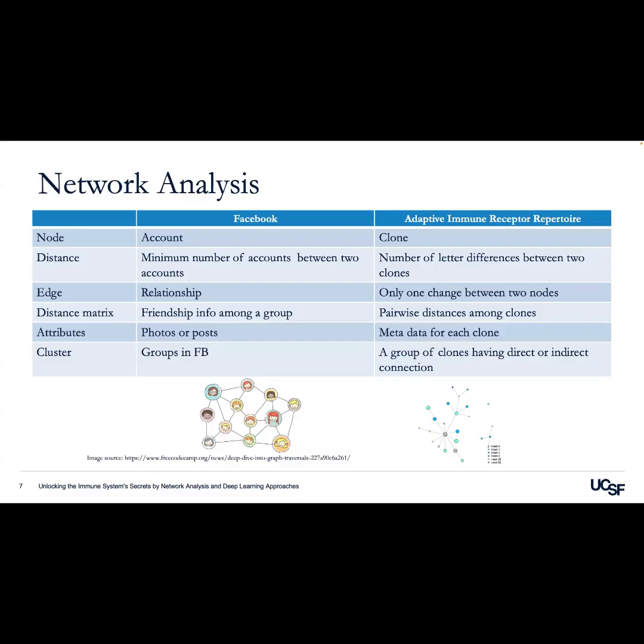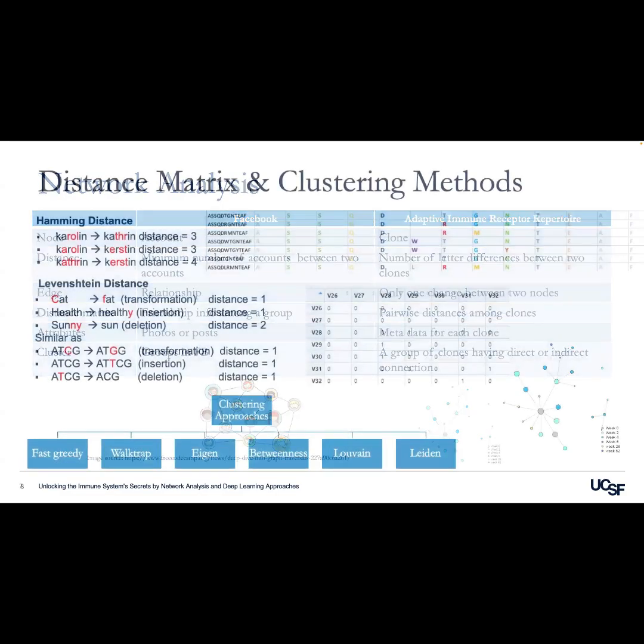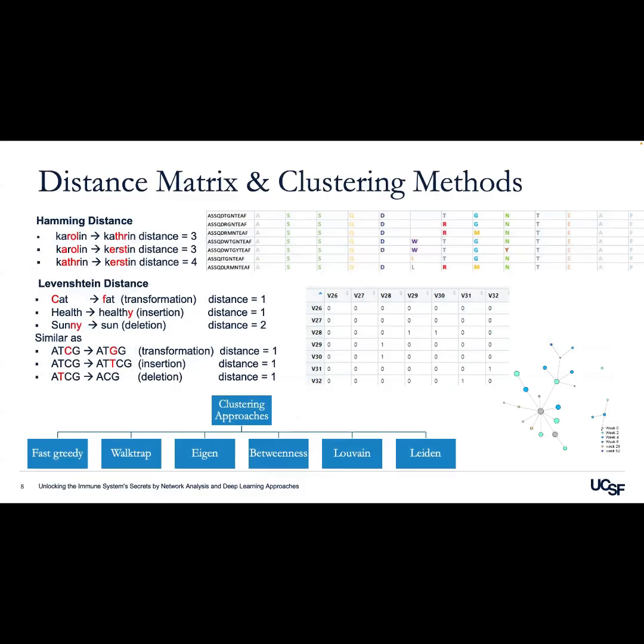The attributes are basically the metadata. The metadata could be different types of specimens, such as whether it is coming from a blood sample or tumor sample, or whether the sample is coming from baseline or the second post-treatment time point. It really depends on the needs. And a cluster is a group of clones which have indirect or direct connections. To build a network, there are two major components. The first one is the distance matrix. The second one is the clustering method.